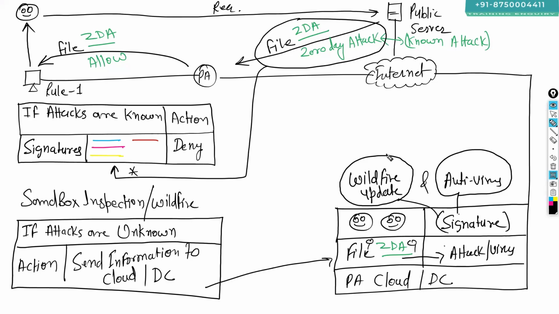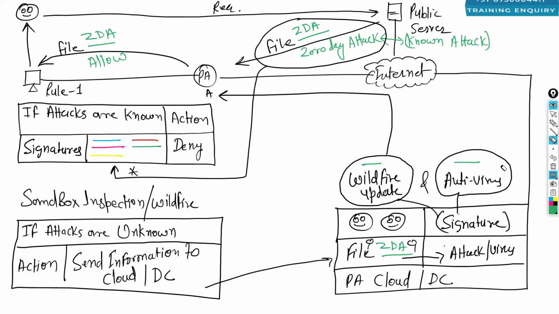This WildFire update will be sent to Palo Alto Firewall. Palo Alto Firewall will accept it. When the firewall accepts it, it will add the signature in its database. Now the attack which was unknown for us is known.